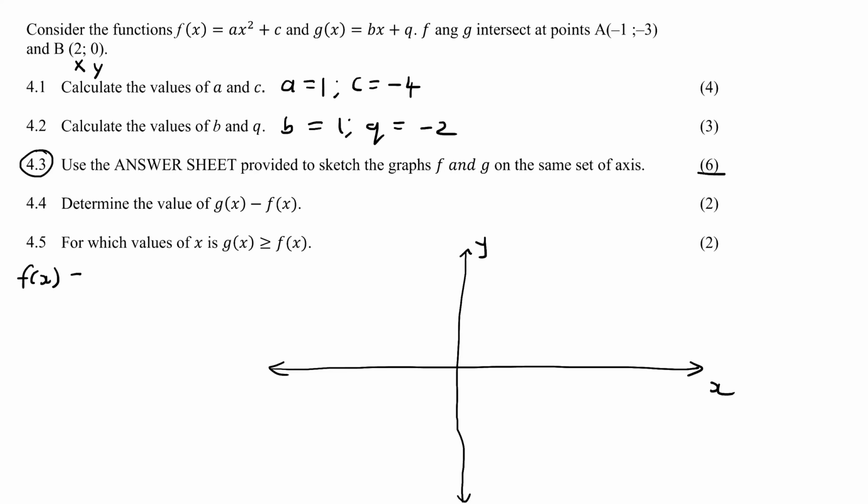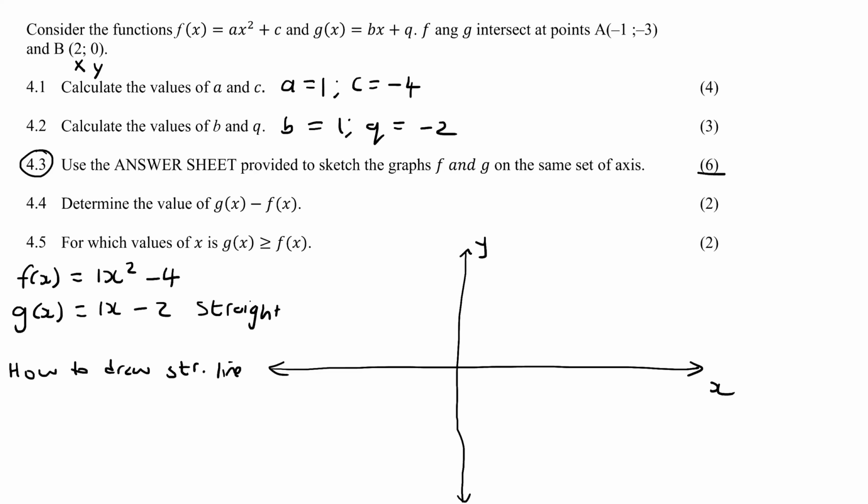So we've got a equals 1 and c was minus 4. And then g is 1x minus 2. Okay, so let's start with g, because g is a straight line. So how do we draw a straight line? Well, it's easy. You need an x-intercept and you need a y-intercept.